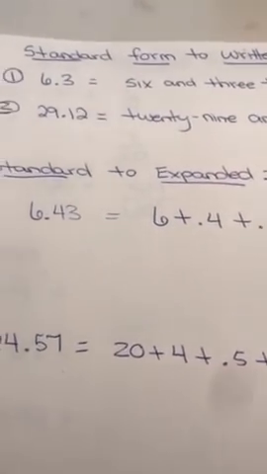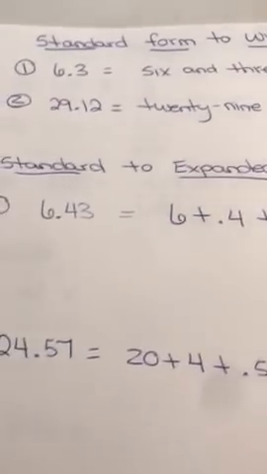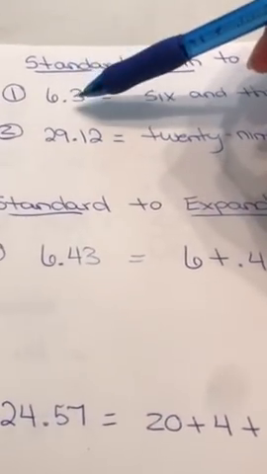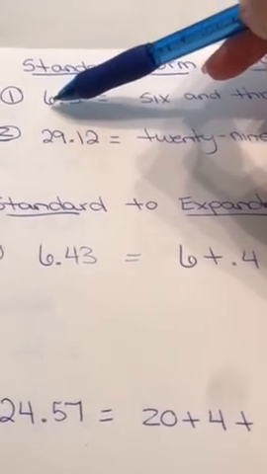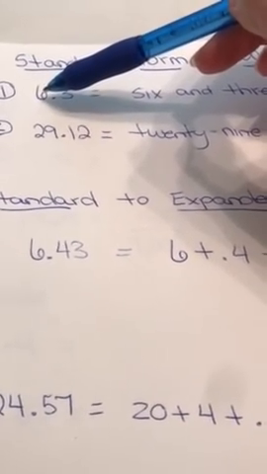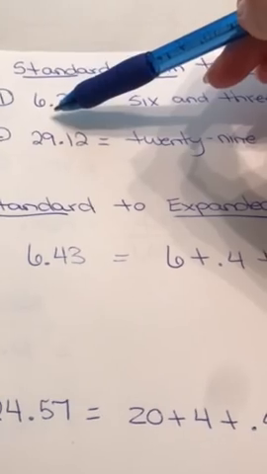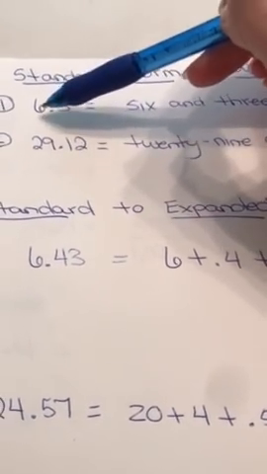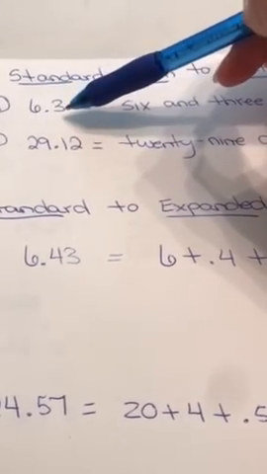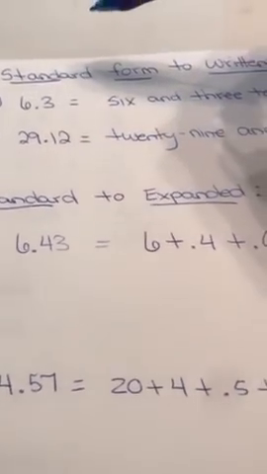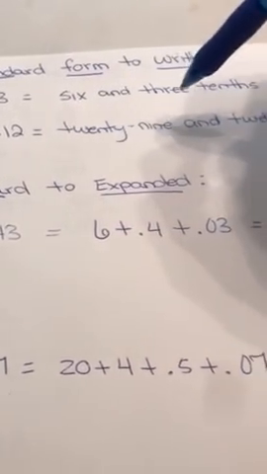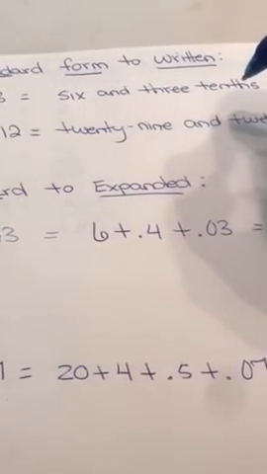Let's look at standard form to written form, okay? Standard form is the number. So if I look at this number, there's my 6, okay, that's in the ones place, and there's my 3, that's in the tenths place. So if I can say it in standard form, I can write it. So from standard form to written, I would say 6 and 3 tenths.